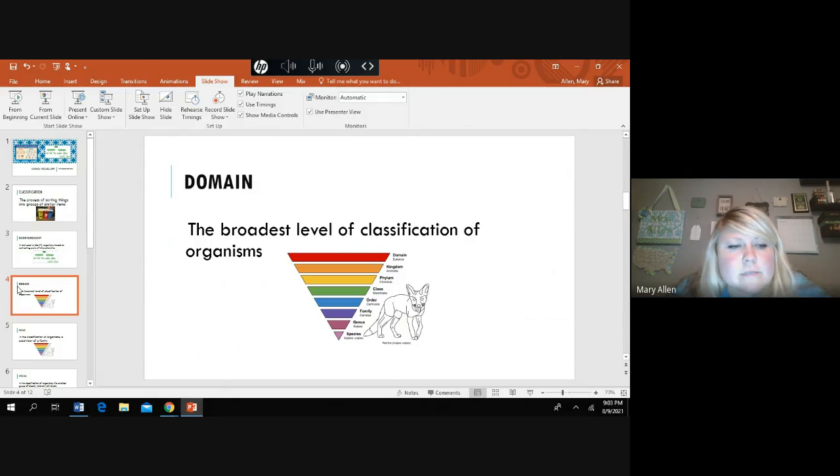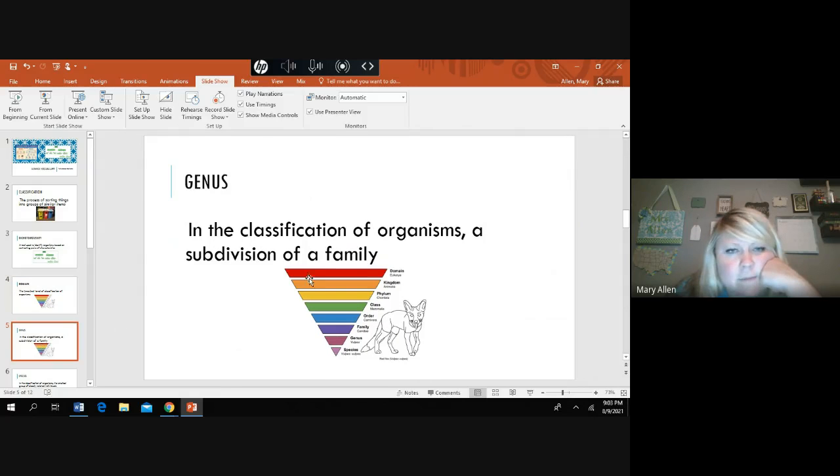All right, the next 3 go somewhat together. They all have the same picture. Basically, a domain is what you see at the top of this chart, and then you can work your way down to more and more specific things. So the domain is the broadest or the biggest level of classifying your organisms, okay? So it's going to be the broadest. Then a little closer to the bottom, right here, we have the genus.